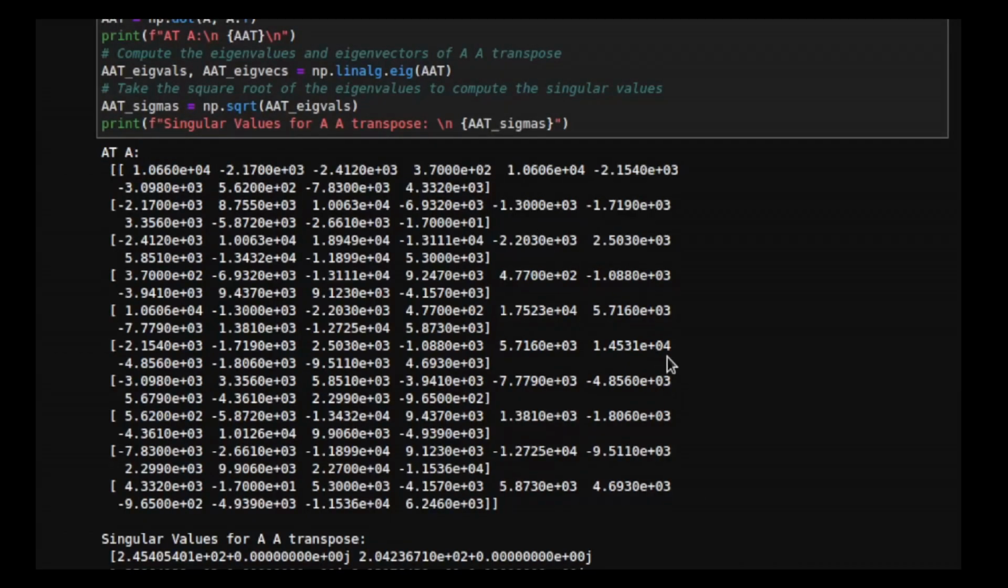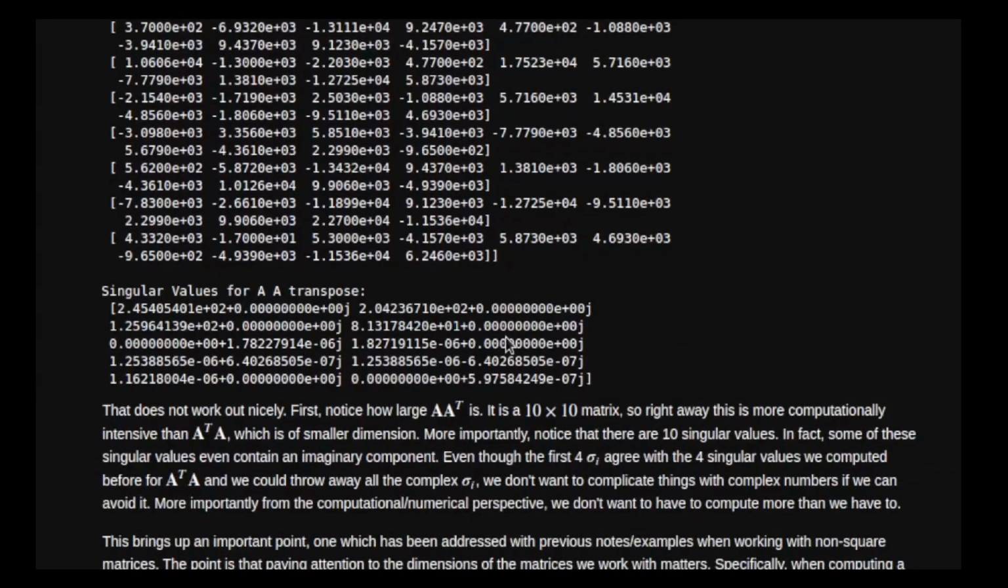If I were to ask you, do you want to work with a 4 by 4 matrix or a 10 by 10 matrix, you would almost certainly choose to work with a 4 by 4, because it's going to be a heck of a lot smaller and a lot simpler to work with. To complicate things even further, look at the singular values that we get from A A transpose when M is greater than N for our dimensions. Notice that we get back some of the same singular values, but we also get additional singular values. We get 10 singular values, some of which are complex numbers.